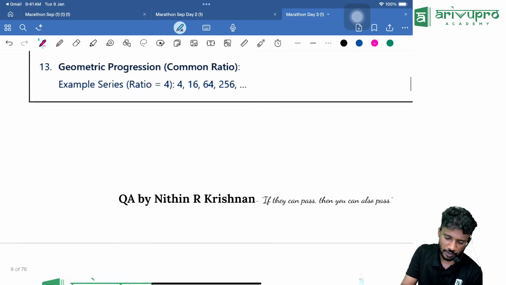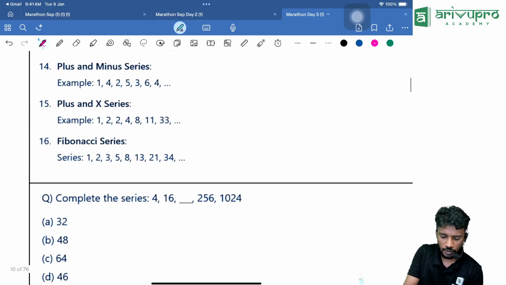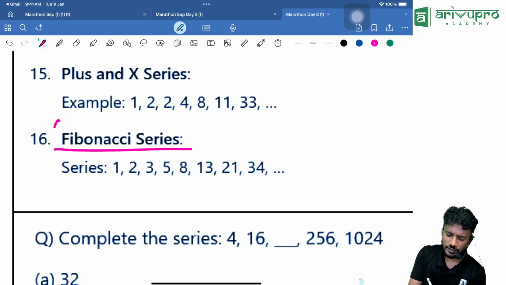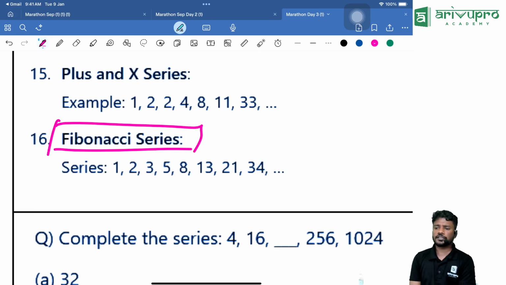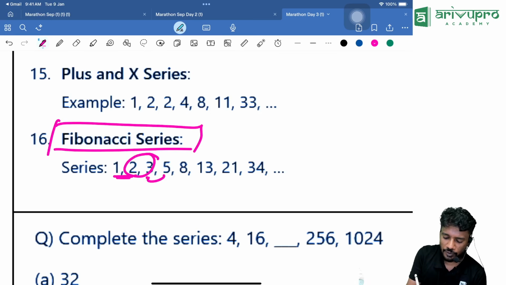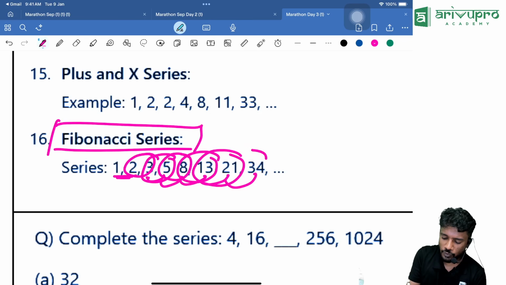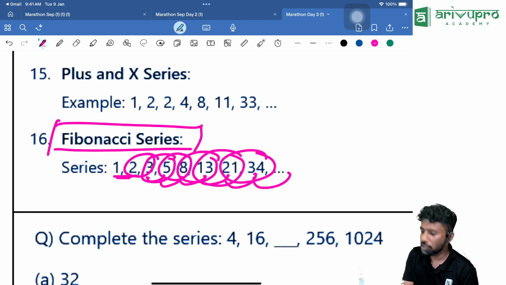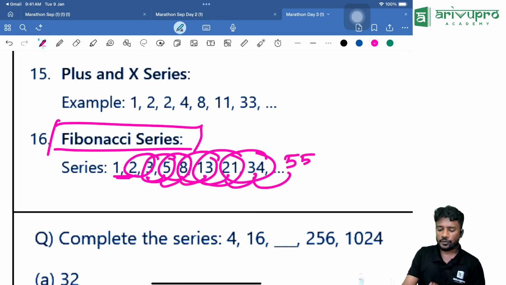Now, one extra thing is given here. Just look at this. What is it? Fibonacci series. That means we will add the first two numbers to get the third number. 1 plus 2 is how much? 3. Then 2 plus 3 is how much? 5. 5 plus 3 is how much? 8. 8 plus 5 is how much? 13. 21. 34. Next number is 21 plus 34, that is 55. Likewise, it goes on.